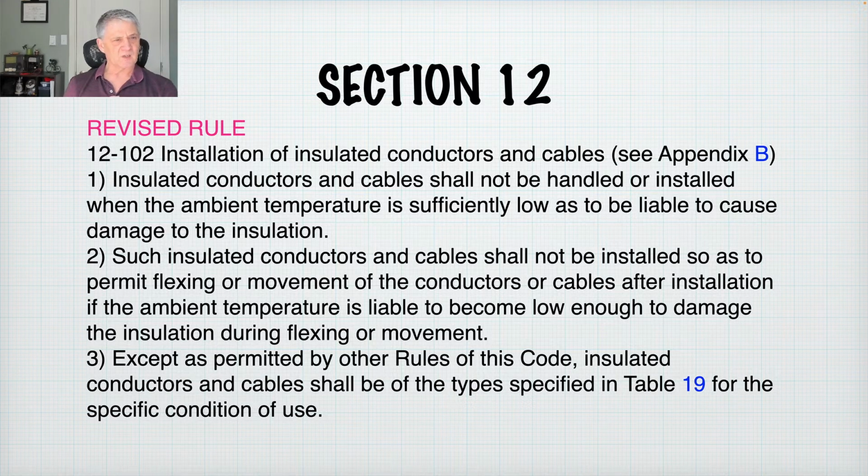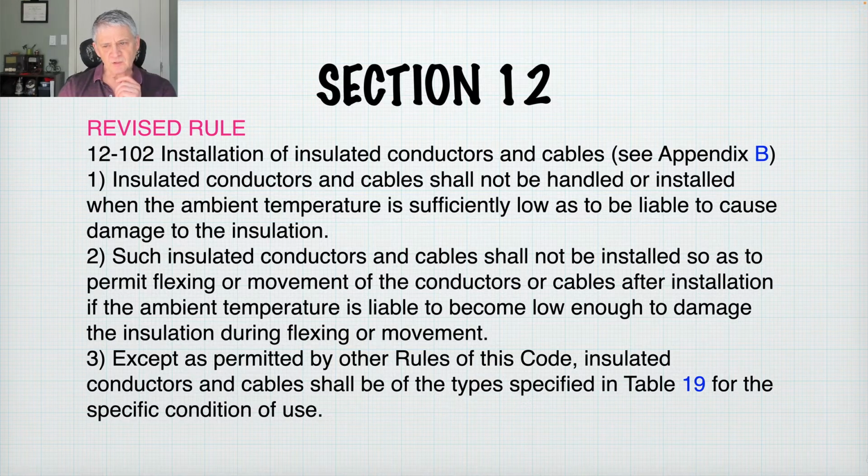Installation of insulated conductors and cables. Insulated conductors and cables shall not be handled or installed in a manner liable to cause damage to the insulation. And such insulated conductors or cables shall not be installed so they permit flexing and movement of the conductors or cables after installation if the ambient temperature is liable to become too low to damage the insulation during flexing or movement. Except as permitted by other rules of this code, insulated conductors and cables shall be of the type specified in Table 19 for specific condition of use.